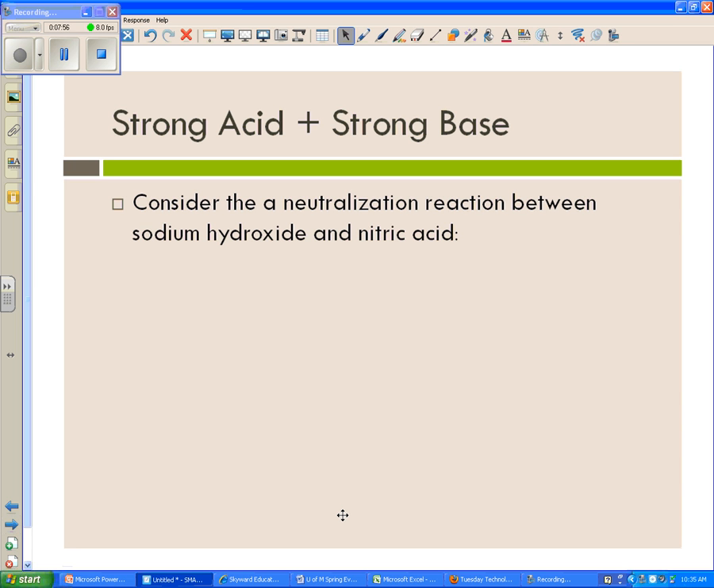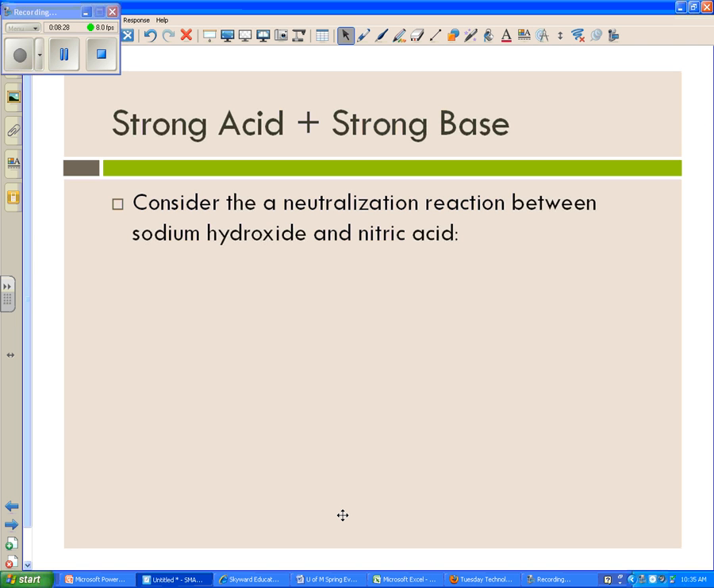Let's consider a neutralization reaction between sodium hydroxide and nitric acid. Now, the heading on the slide says a strong acid is reacting with a strong base, but you're not going to have those kind of headings in your practice test or on your actual test. So the very first thing that you want to do when you look at a neutralization reaction between an acid and a base is decide what kind of acid is it and what kind of base is it.